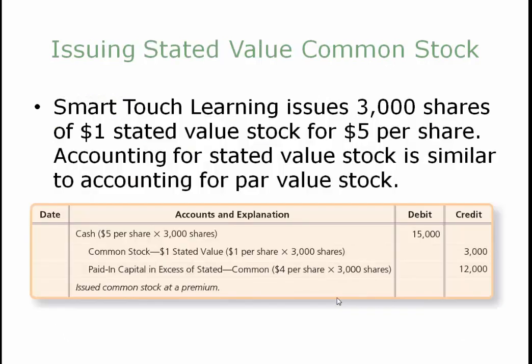If you do it at stated value, what's the only difference here? Where it says par value, it now says stated value. Everything else looks the same, has the exact same character. 15,000 still for cash, 3,000 where you have a stated value per share of $1, and then you take the difference between the two and it goes into the paid in capital. But you notice the one difference: where it said par in the other one, this says stated value.